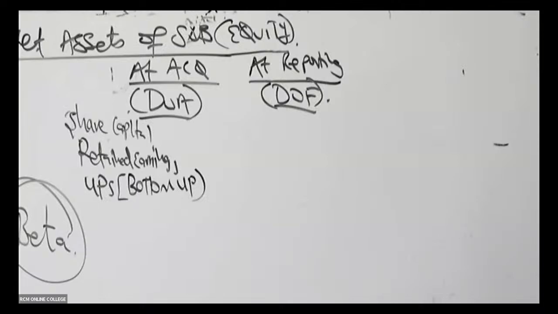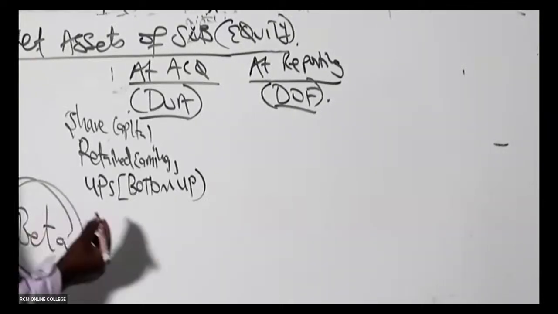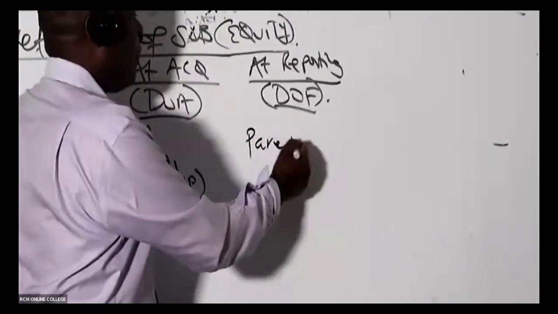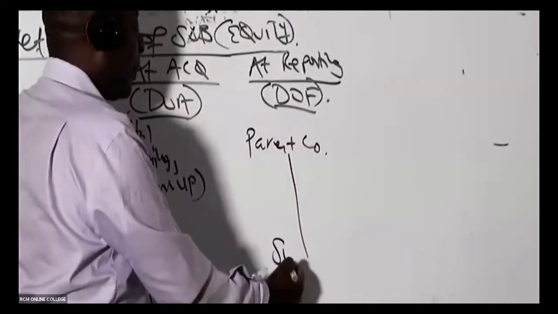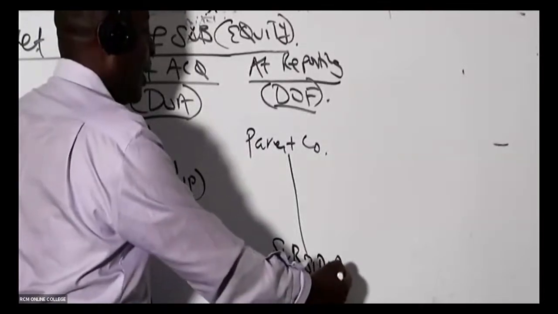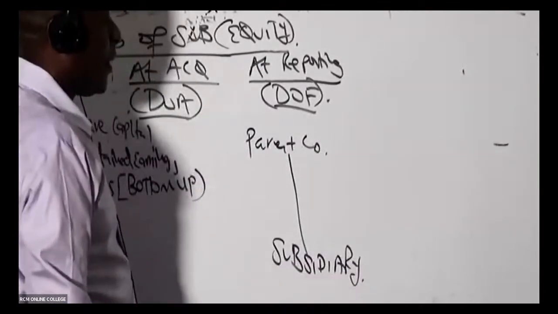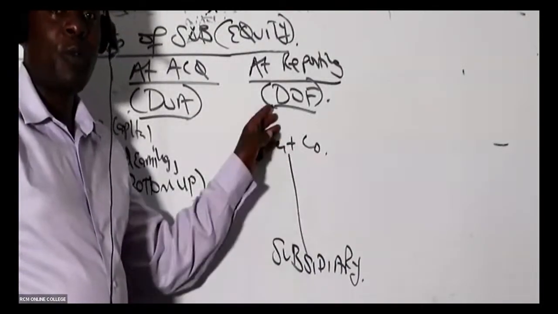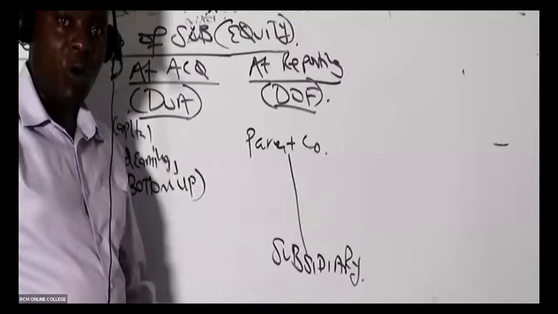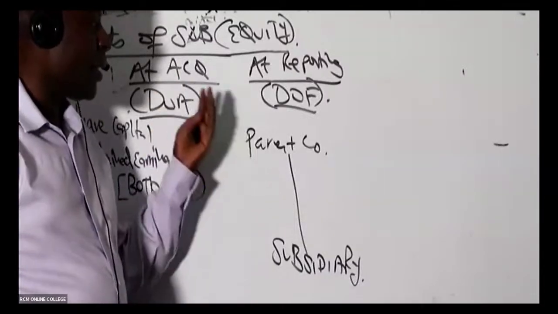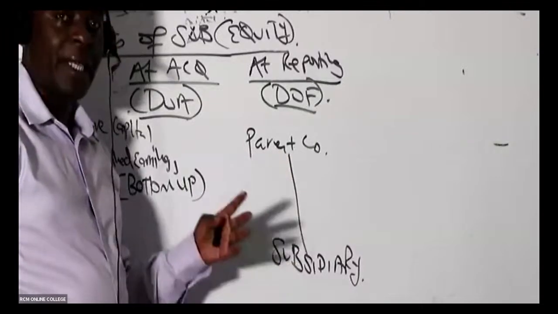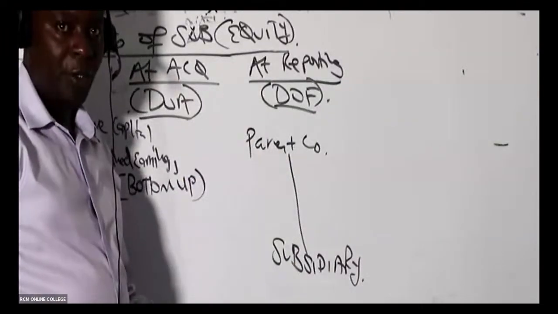So what does a bottom up sale mean? Ladies and gentlemen, if you give me a minute, I will explain. We have two companies here: the parent company vis-a-vis the subsidiary. If the parent company sells to the subsidiary, that is top down. The parent company is the big company here. So if the parent sells to the subsidiary, that is top down.